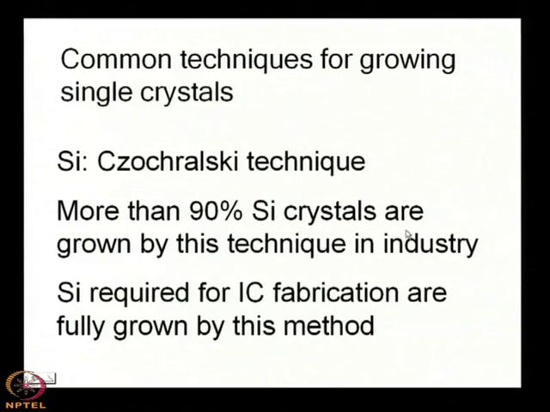You see that 90% of silicon crystals are grown by this technique in industry. Silicon, remember, almost 90% of silicon single crystals are grown by this technique, and silicon required for IC fabrication, because other type of silicon is also required for detector material, etc. So, that is a different story, but for IC fabrication the whole lot of silicon is grown out of the Czochralski technique. Remember that this technique is for the growth of single crystal.